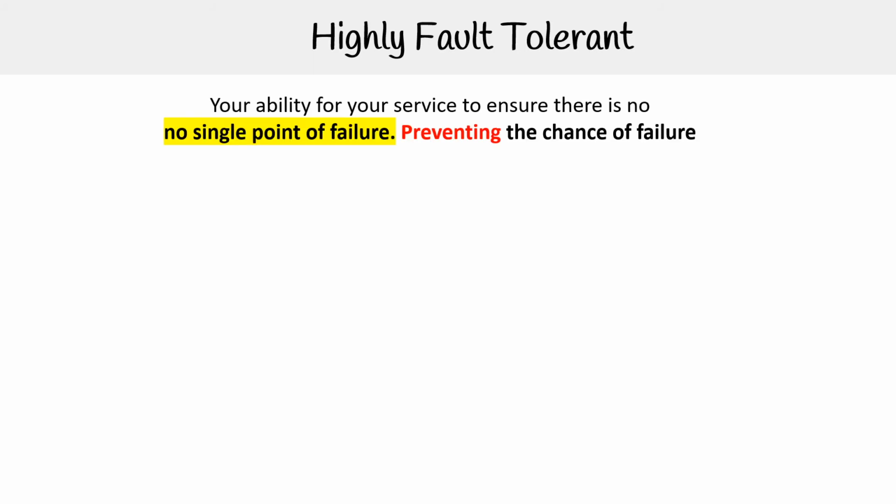So let's talk about being fault tolerant. This is your ability for your service to ensure there is no single point of failure, preventing the chance of failure. You'll notice I had mentioned this in high availability, the no single point of failure thing. It really means fault tolerant, but you'll see in the example, it seems very similar to our other example, where we have redundant systems to make sure that we don't have a problem.